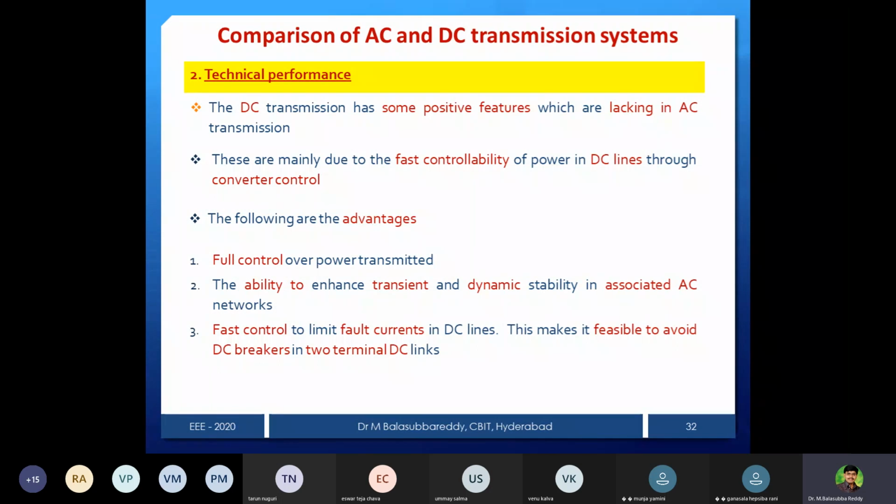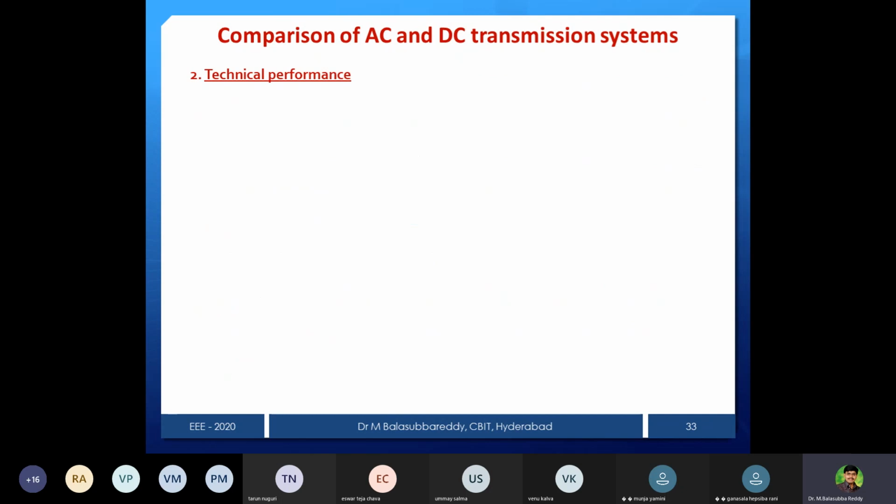These are full control over power transmitted, ability to enhance the transient, dynamic and steady state stability associated with the AC network, fast control and limiting of fault current, and feasibility to avoid DC breakers in a two terminal DC link. Compared to AC breakers, DC breakers can also be used in HVDC transmission. But if you are using the DC side, we must use DC links.